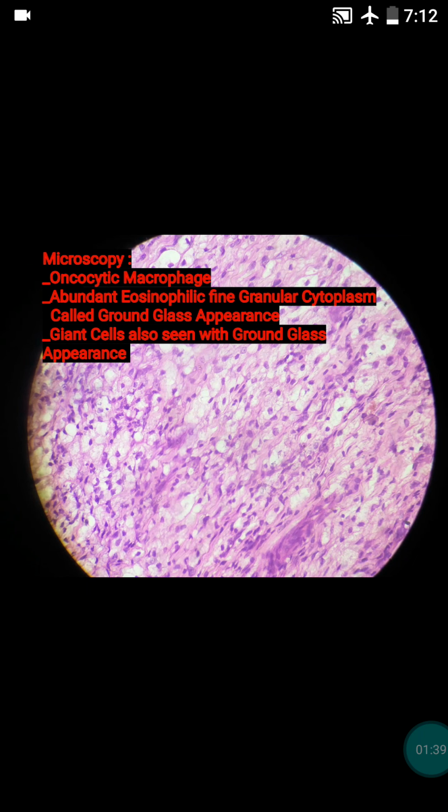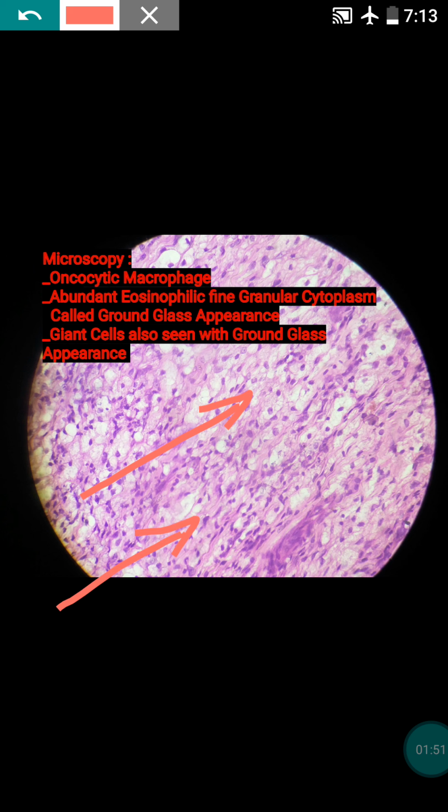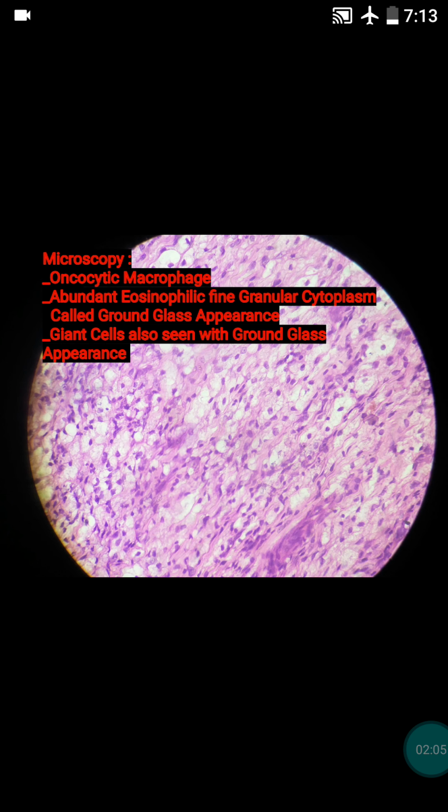The name itself suggests that there will be histiocytes, right? So you can see there are many macrophages. These foamy cells are macrophages, and fibrous septa are seen. These are all histiocytes. In histopathology, histiocytes have a central or eccentrically placed nucleus and foamy cytoplasm. But here, what happened?